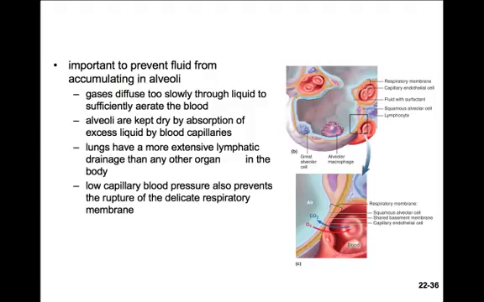The blood pressure in the pulmonary circuit is only about 10 millimeters of mercury, and the oncotic pressure is about 28 millimeters of mercury. So the osmotic uptake of water overrides filtration and keeps the alveoli free of fluid. This low capillary blood pressure also prevents the rupture of these very delicate respiratory membranes. The lungs also have a more extensive lymphatic drainage than any other organ in the body.